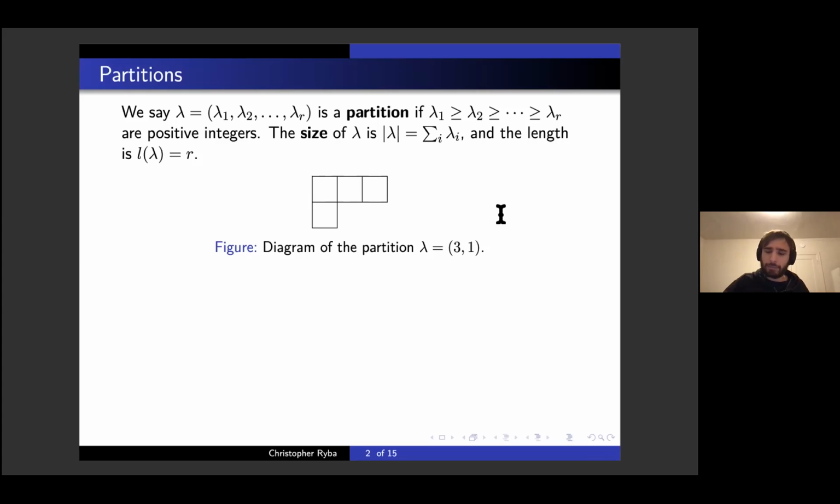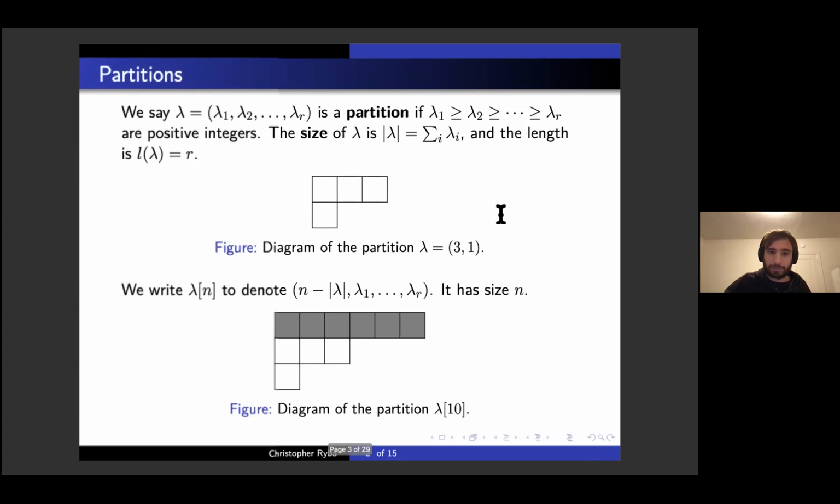And now I want to do a modification of this concept a little bit, and I want to introduce this notation lambda square brackets n. All this does is pad my partition in the first entry with however many boxes are necessary to make the total size n. So in this case, what I've done is I've taken n minus the number of boxes in the remainder and put those in the first row. So in this particular example, I have the partition from above, and I've completed it to have a total of 10 boxes by sticking 6 on top.